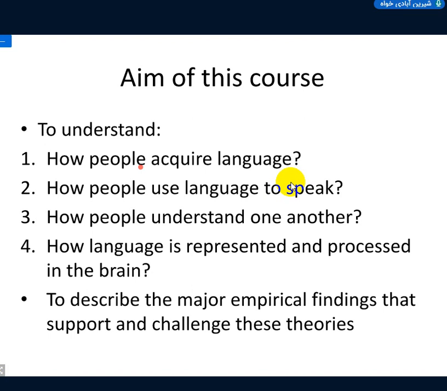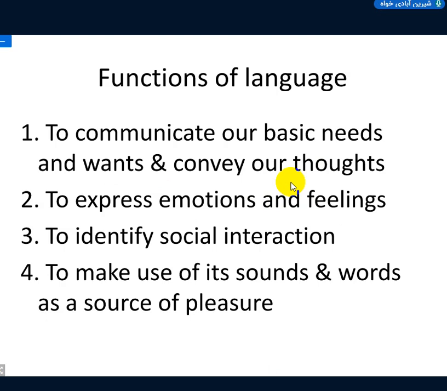How language is represented or processed in the brain, how we process it, and to describe the major empirical findings that support and challenge these theories. These are the issues that we cover. Language has different functions. We have different functions for language.